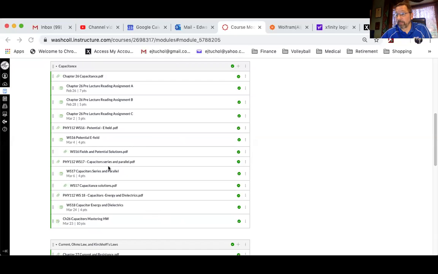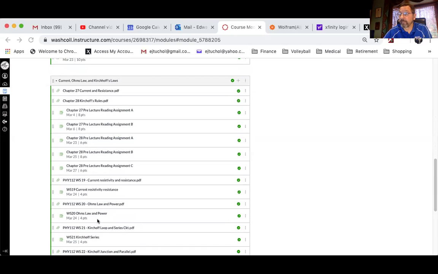Pretty much before spring break, most people turned in worksheet 17. So if you notice here, I got worksheet 17, the assignment right there, which tells you the due date, how many points it's worth. And then once everybody's turned it in, I post the solutions. So there's worksheet 17 solutions. The things we're going to be working on tomorrow, okay, that's the capacitors worksheet that we had before spring break. There's the assignment itself. And of course, due today is the mastering assignment for chapter 26 on capacitance.